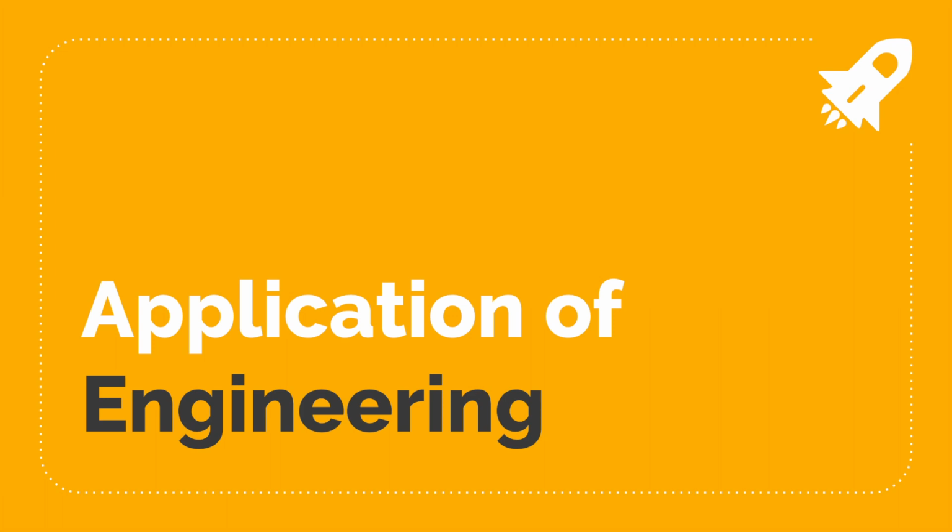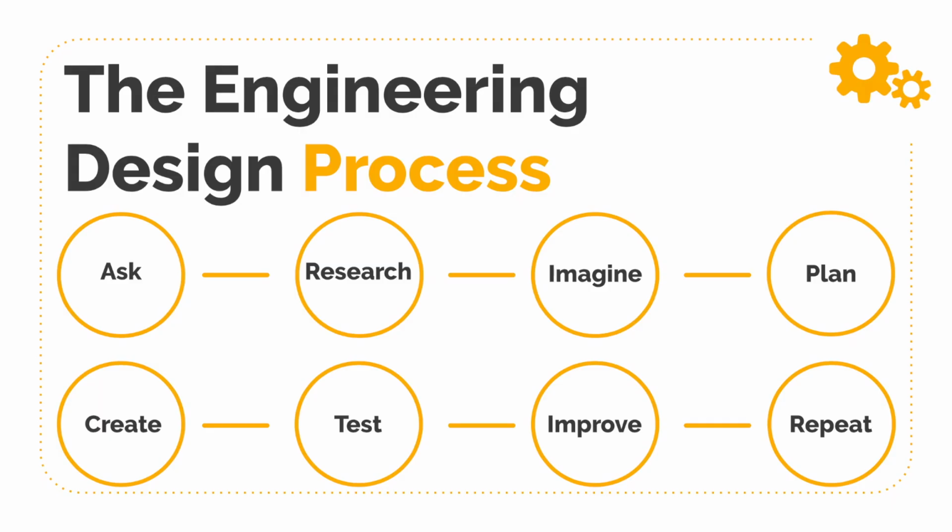Throughout the next 5 minutes, we will be discussing engineering as a whole, as well as the real-life applications, specifically in relation to robotics. Before we can get into the applications of engineering, it is important to understand the engineering process as a whole. The engineering design process is split into 8 main sections: ask, research, imagine, plan, create, test, improve, and finally repeat. Although there are many variations to this process, these 8 basic steps encompass the necessary actions engineers must take to combat problems.